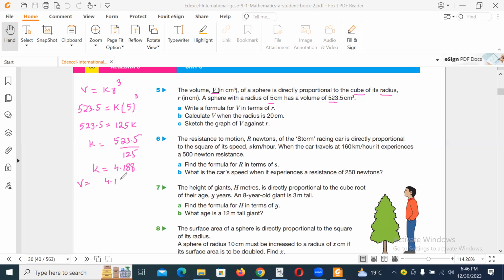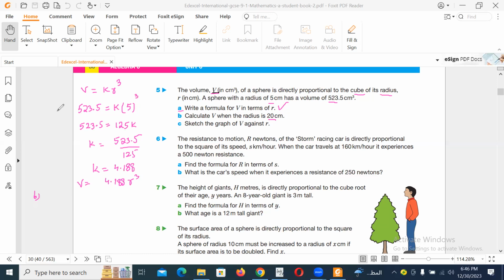So this is the value of k we can replace back in the equation, and that is V is equal to 4.188 r cube. This is V in terms of r. And then they say write a formula for V in terms of r, that is done. Calculate V when the radius is 20. So this is the answer of the B part.